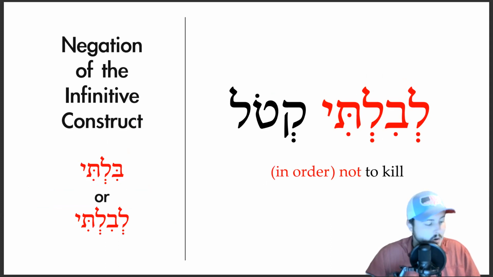The way you negate the infinitive construct, Martin mentions this on page 75 at the bottom: the negation is levilti, levilti qetol, in order to not kill. Notice you still have your preposition there, because it's also biltі, or it's lebilti, which is literally "to not." It's a funky word. Just remember it's not negated by lo or al. It's by that really weird word that you see there. That's something to memorize. It's going to really throw you off. If you see it in a sentence, you'll probably end up having to look it up, because I still do. I even forgot this was a word before I prepared this today. It's not super, super common. I'd be curious to see how often it actually does appear in the Hebrew Bible.